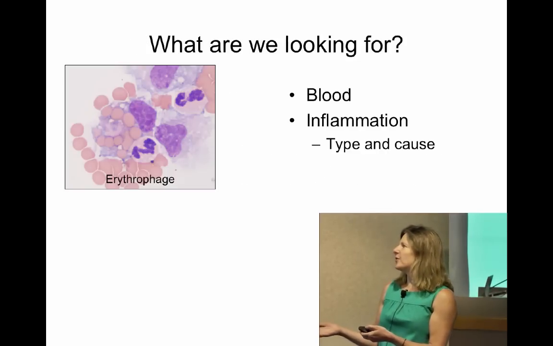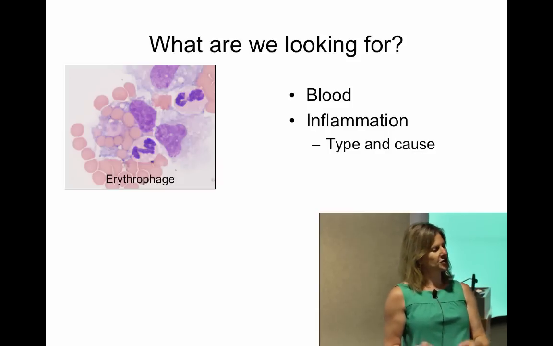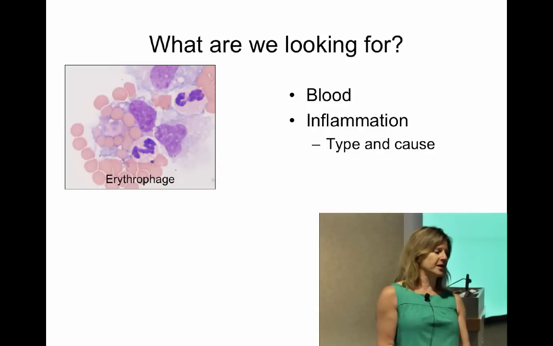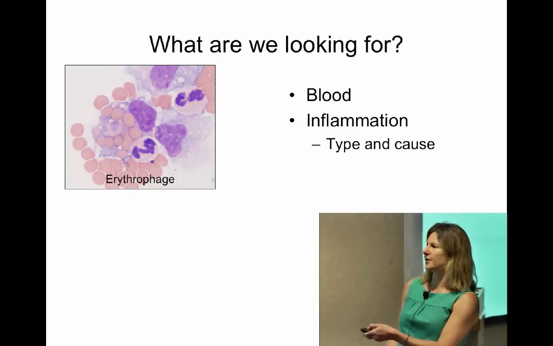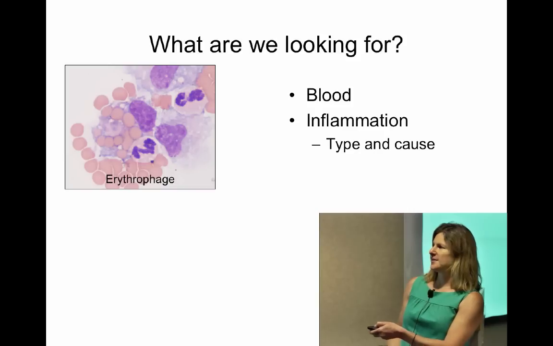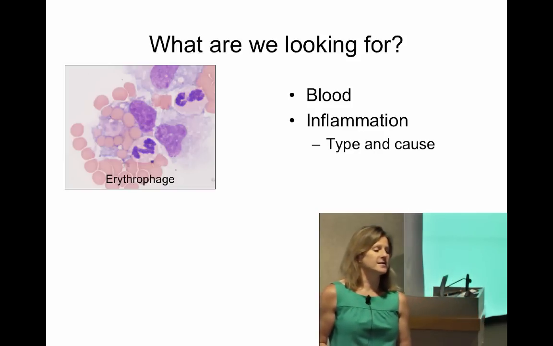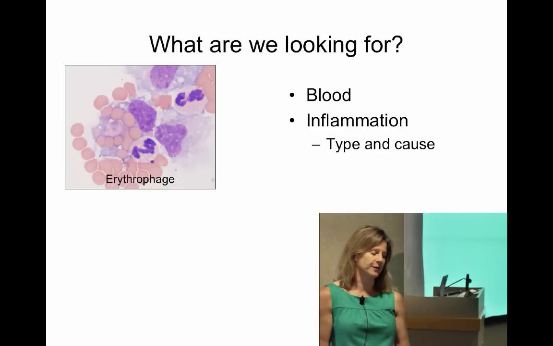And what are we looking for? We're looking for blood, and then is the blood contamination, or is the blood part of the lesion? So is there hemorrhage, or in the case of a body cavity fluid, diapedesis? So what we look for is erythrophagia, and this is a macrophage phagocytizing erythrocytes. And that tells us that there's either been prior hemorrhage or diapedesis if it's a body cavity fluid.